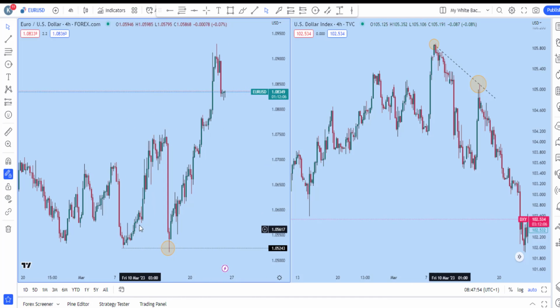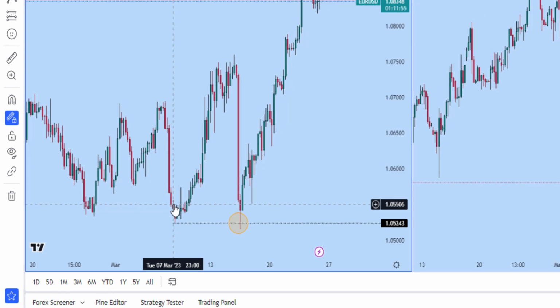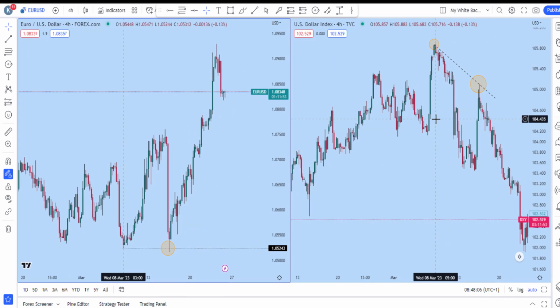This is the most recent in the 4-hour time frame. I marked out this level. Can you see? If you take your cursor and bring it right here, I am seeing this is 7th of March 2023, and then this is also 7th of March 2023. We formed this low right here, and this high was also formed, which is a normal correlation.